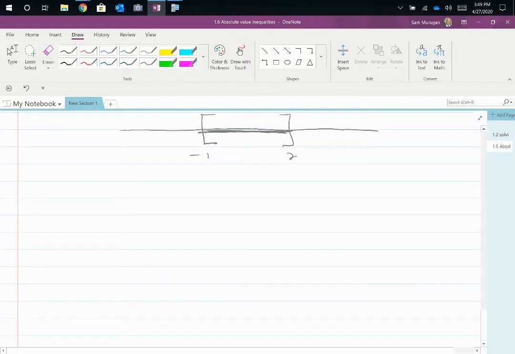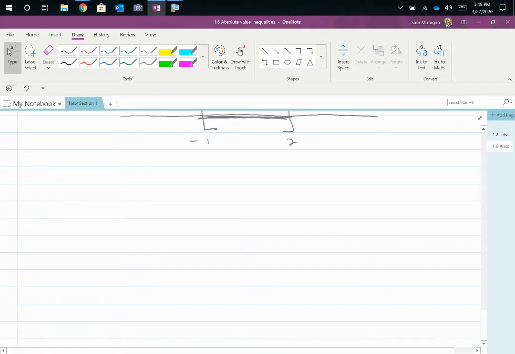All right, let's do one more example for less than inequalities. So absolute value of 1 minus 4x, minus 7, less than -2. So 1 minus 4x, we're going to go ahead and add 7 to both sides.